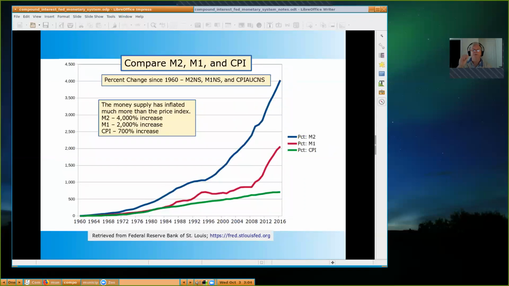Okay, comparing M2, M1, and the Consumer Price Index, the CPI. Just doing a percent change, the money supply has increased by 4,000% from 1960 to 2017, I think is where this series ended. M1 has increased by 2,000%, whereas the CPI, the Consumer Price Index, has increased by only 700%. That's very interesting because, you know, I did not really get into economic statistics relating this to wage growth or labor's share of income or things like that.